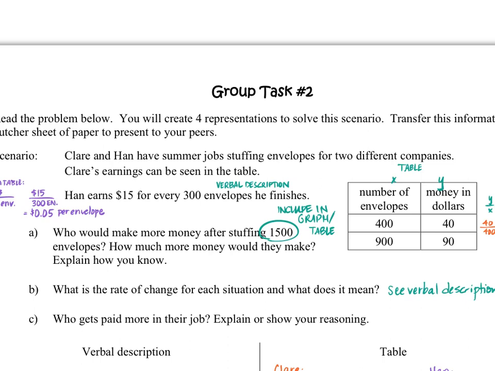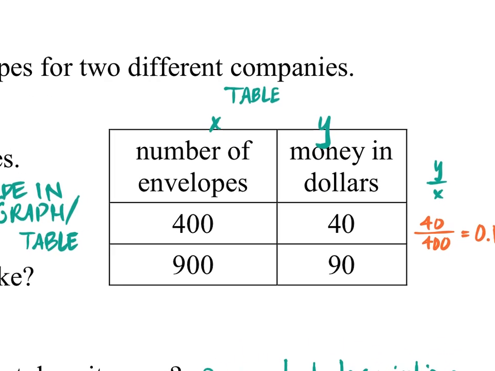All right, the scenario for task number 2 is that Claire and Han have summer jobs stuffing envelopes for 2 different companies. Claire's earnings can be seen in the table to the right, and Han's earnings are represented in that verbal description. So let's focus on the table first because I think that's the simpler representation to look at.